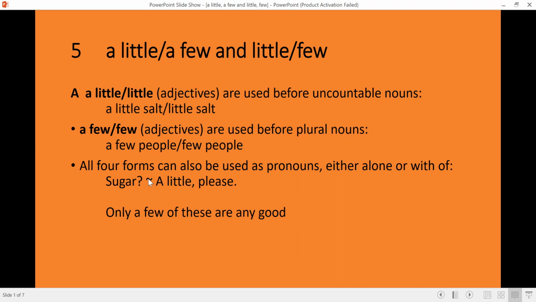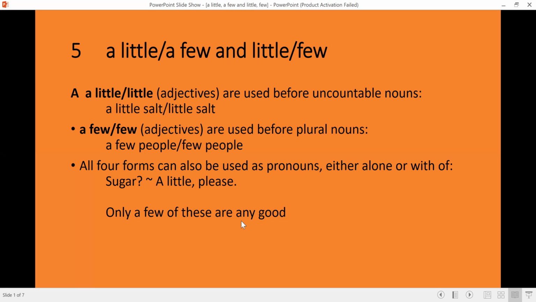For example, they can be used as pronouns. They can be used either alone or with something else as well. For example, if you want sugar, you will say a little please. You will not say a few please. That would be wrong, all right? Because sugar is an uncountable noun.